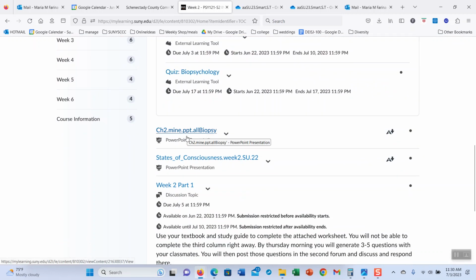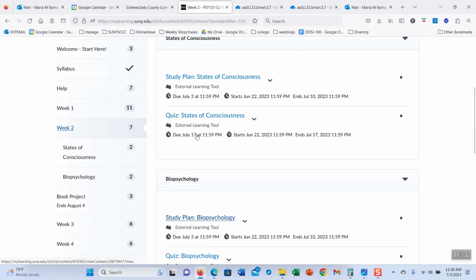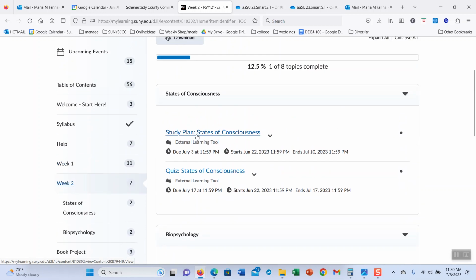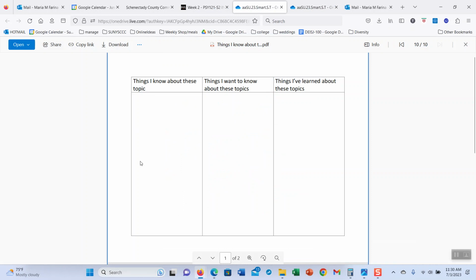I have left for you two sets of PowerPoint notes with my abbreviated notes on the chapter. You have to do the study plan for both. So take a brief look at this, look over and start filling out that center column of what you already know, if you know anything about how the brain works, how it might affect psychology, and states of consciousness is generally sleep and drugs is usually what I tell students.